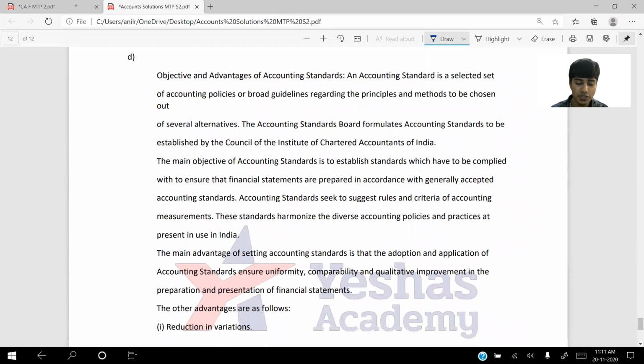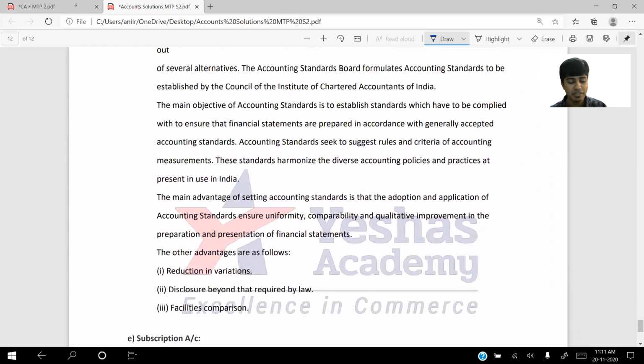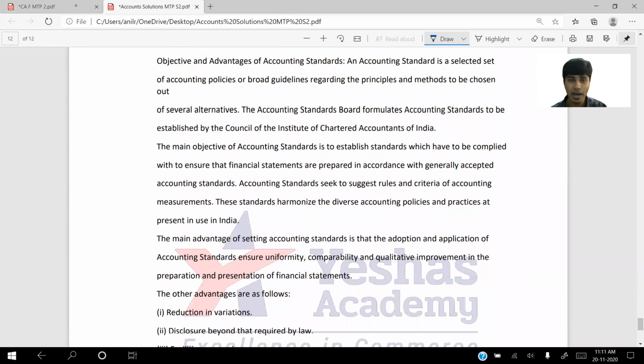Then we have objectives or advantages of accounting standards. If there are no accounting standards, there is no comparison, no reliability, no standardization, a lot of confusion, and also difficulty in selecting accounting policies. I'll repeat, without accounting standards there is a lot of ambiguity, no comparison, no standardization, no uniformity, difficulty in selection of accounting policies, and no reliability.